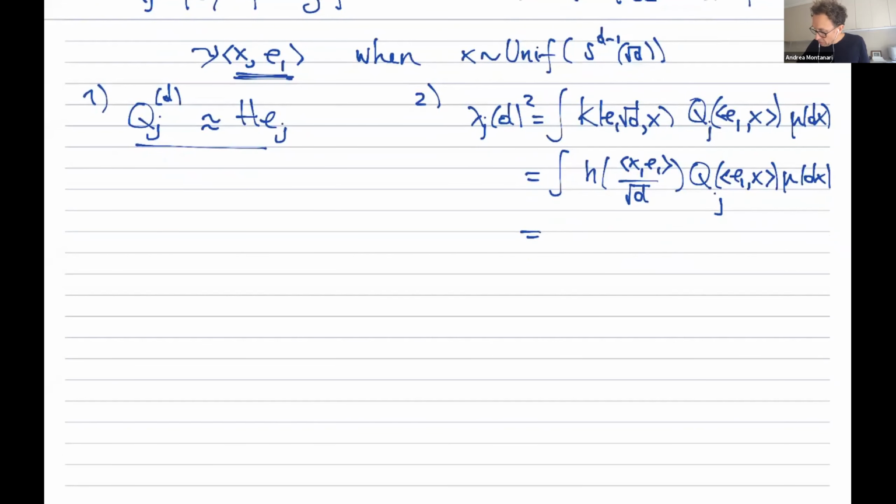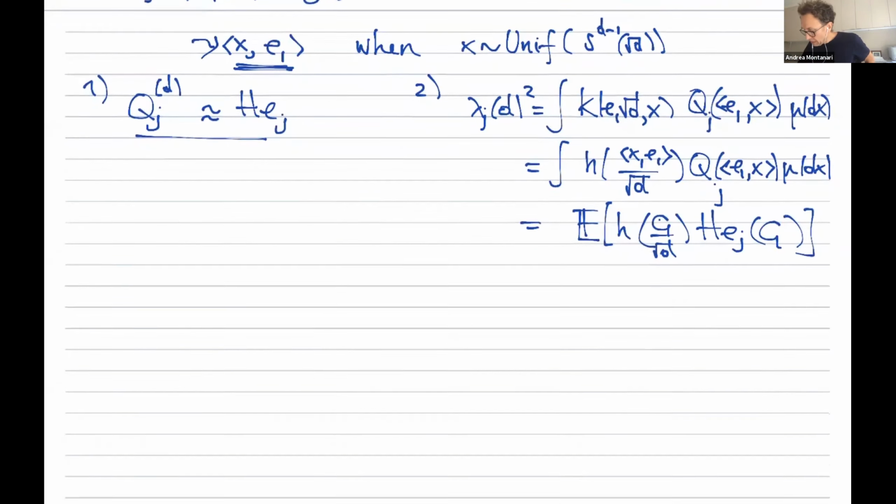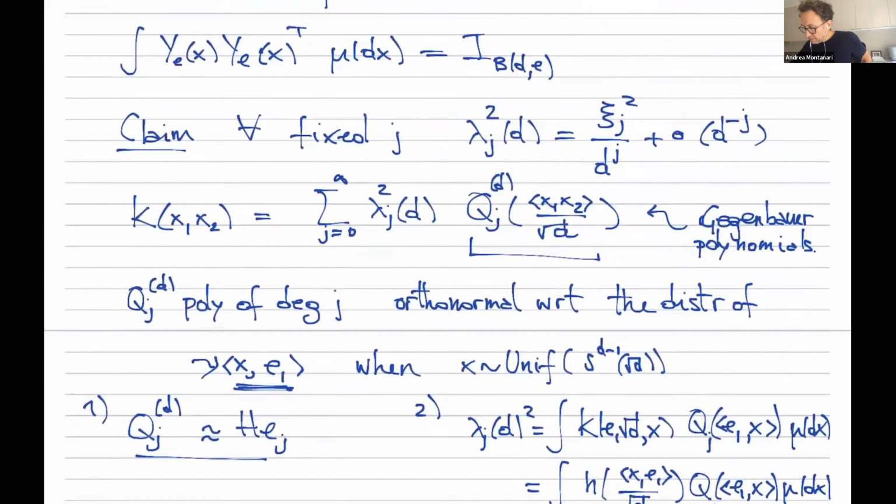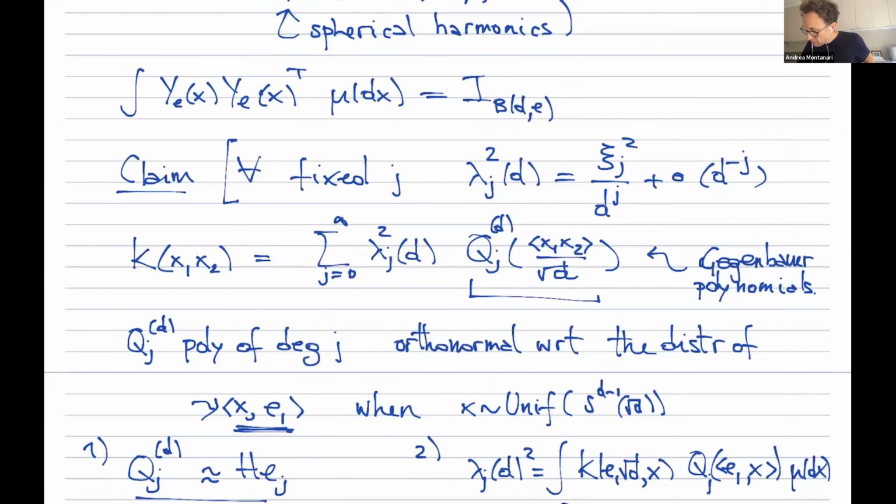You write it in terms of an expectation with respect to the Gaussian measure of something like Hermite of something. I got several factors of square root of d wrong, but in the end, once you do this calculation correctly, you get d to the minus J. So this is a small detour to explain this claim. It's an interesting exercise in orthogonal polynomials. But once you have that claim, the intuition is quite clear.